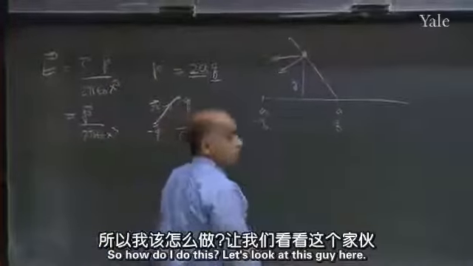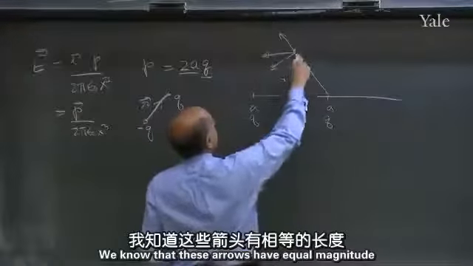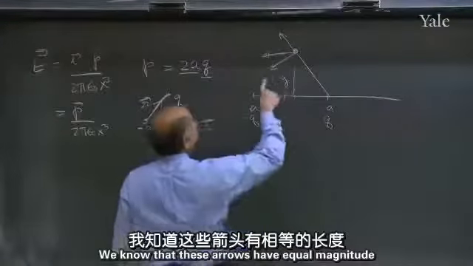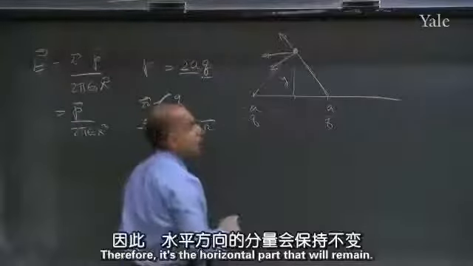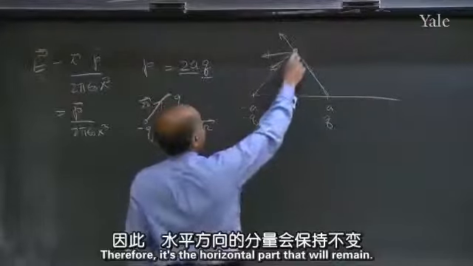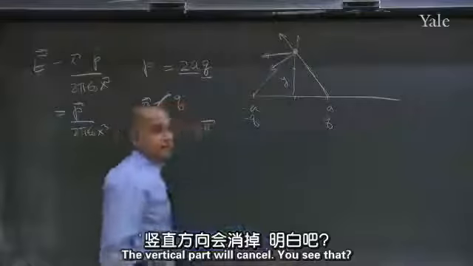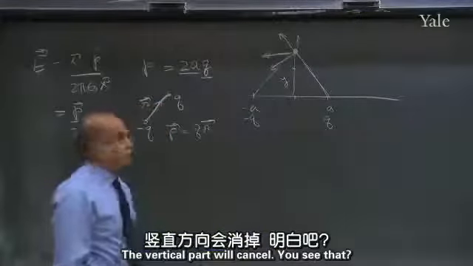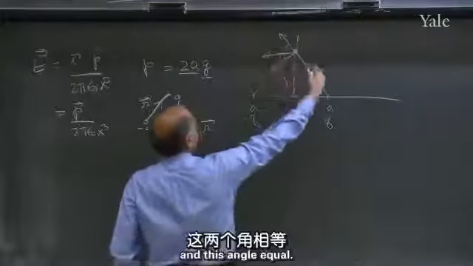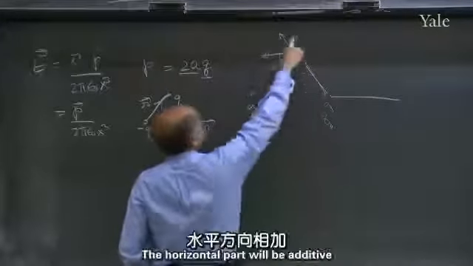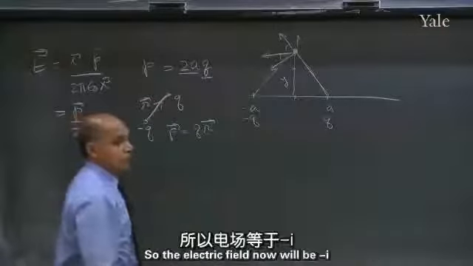So how do I do this? Let's look at this guy here. We know that these arrows have equal magnitude because this distance is the same as that distance. Therefore, it's the horizontal part that will remain, and the vertical part will cancel. If you've got two arrows of the same length with this angle and this angle equal, the horizontal part will be additive and the vertical part will be equal and opposite. So I'm only going to compute the horizontal part.